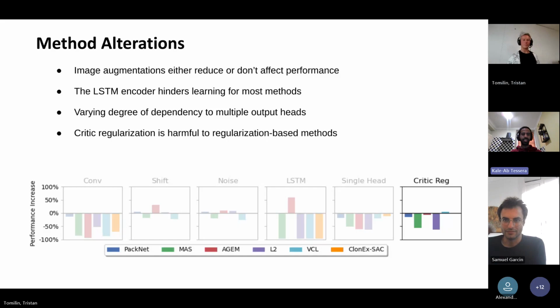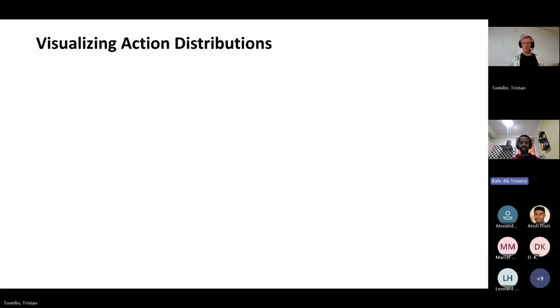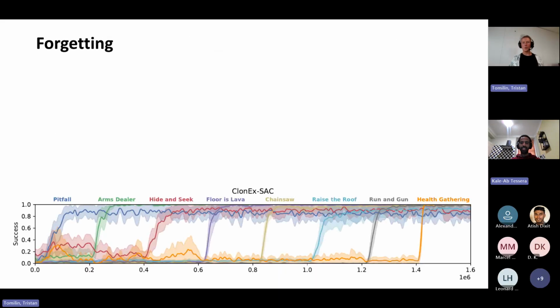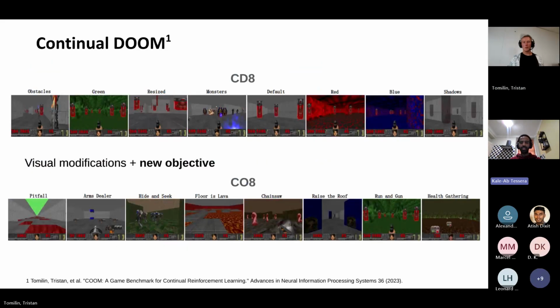Cool. I also have one quick question. How important is the order of the tasks? Because it feels like, especially for things like forward and backward transfer, the order of the tasks would be quite important. Yeah, that's true. Did you play around with that, or did you use a fixed order that made sense?